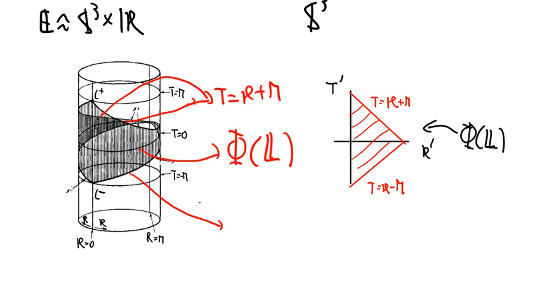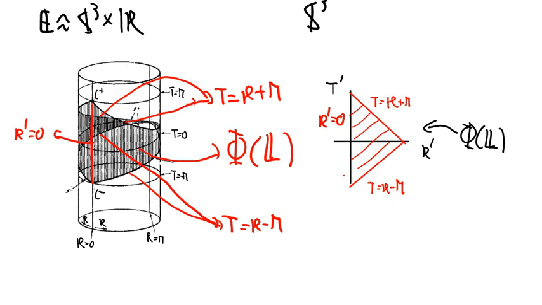I can only draw in two dimensions. I cannot draw in three dimensions. But I think that you will be able to figure out what I am saying. And then we have this vertical line, which corresponds to this axis. This is t prime. Well, this is r prime equal to zero, and this corresponds to r prime equal to zero.